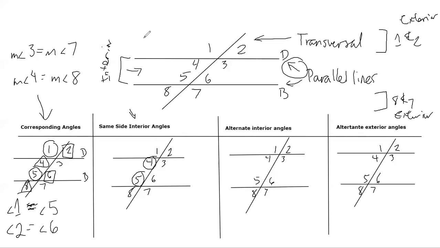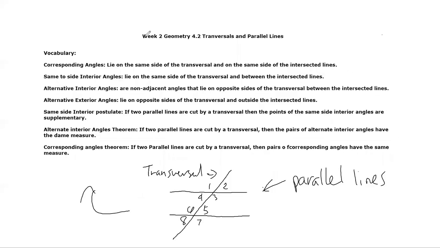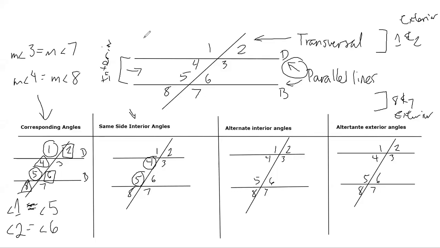What you need to know about same side interior angles, let's look at the same side interior postulate right here. If 2 parallel lines are cut by a transversal, that's what we have, then the angles on the same side of the interior are supplementary. What that means is measure angle 4 and 5 don't equal each other. Don't think that. If they're on the same side like right now, they complete each other, which means measure angle 4 plus measure angle 5 have to equal 180 because same side interior angles are supplementary.